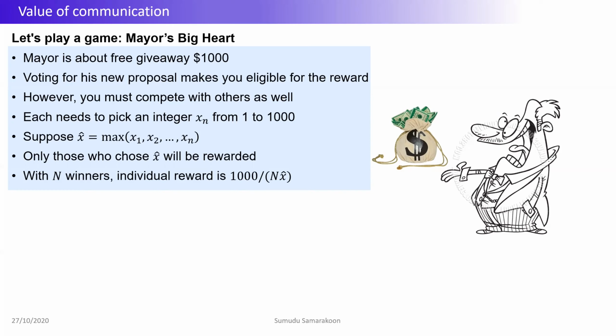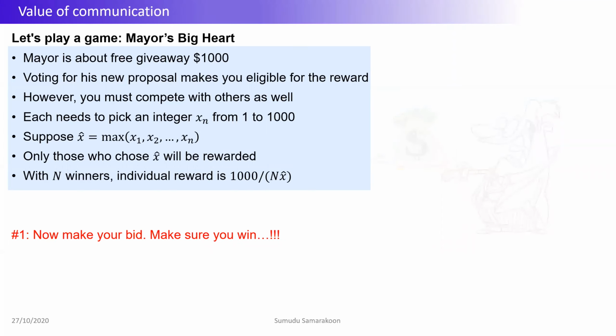Okay, now I guess the picture is clear. There's a reward of 1000. Everybody has to pick an integer value between 1 and 1000, and the ones who pick the maximum value will be rewarded, and the reward will be defined by 1000 divided by n times x. Now go ahead, make your bid and make sure you win.